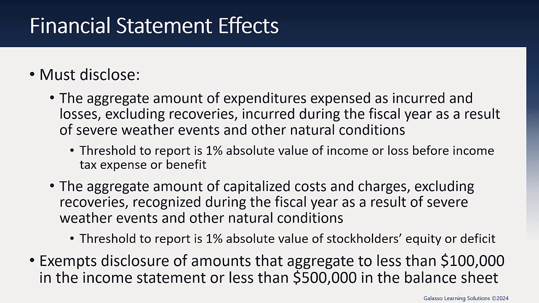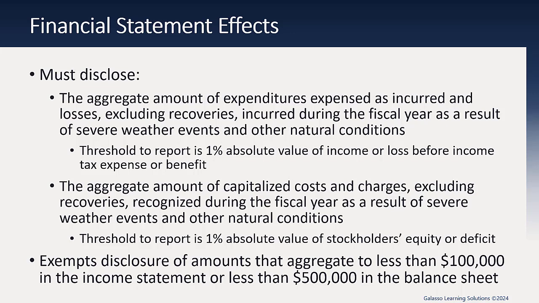Now, there is a 1% threshold here of income or loss before income tax expense or benefit. So there is a threshold, and this is the amount expensed as incurred. And so as we go through this, you'll notice that they're focusing it on very specific items. And then the aggregate amount of capitalized cost and charges, excluding recoveries recognized during the fiscal year as a result of those severe weather events. And that is also subject to a threshold of 1%. And this is the absolute value of either your stockholders' equity or deficit.